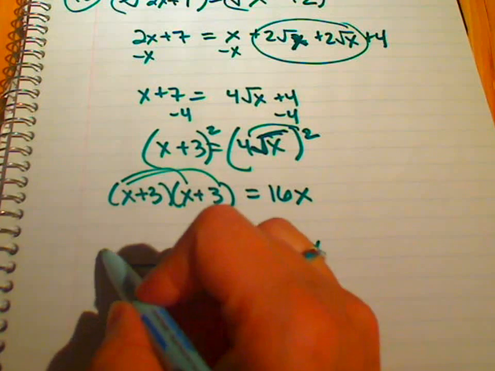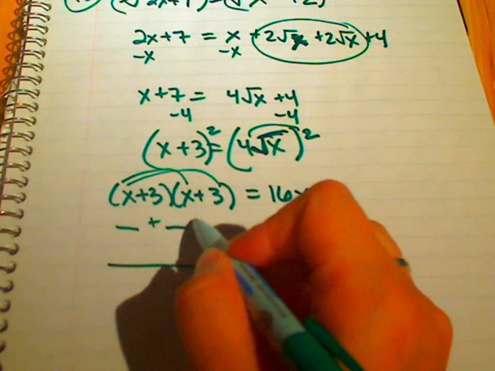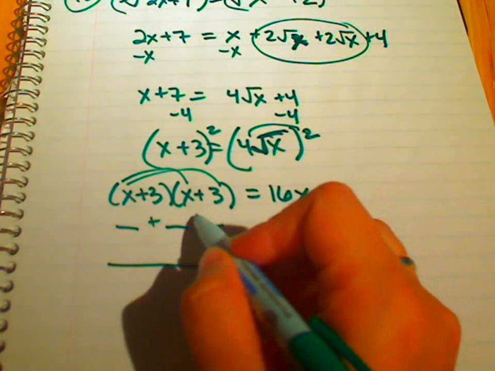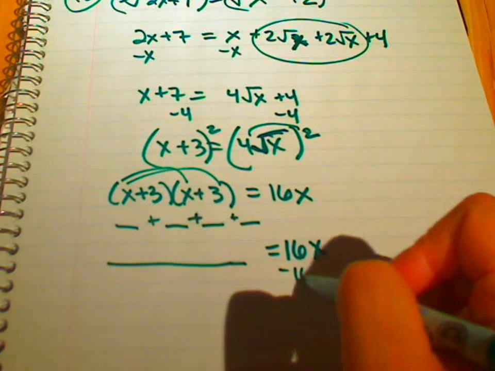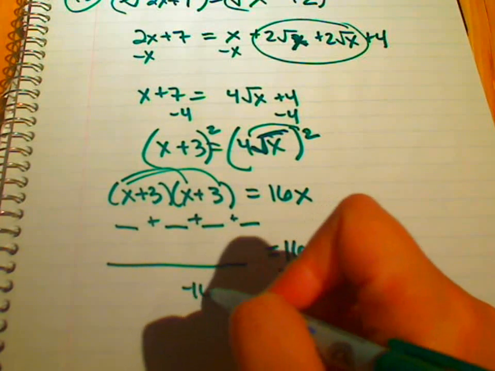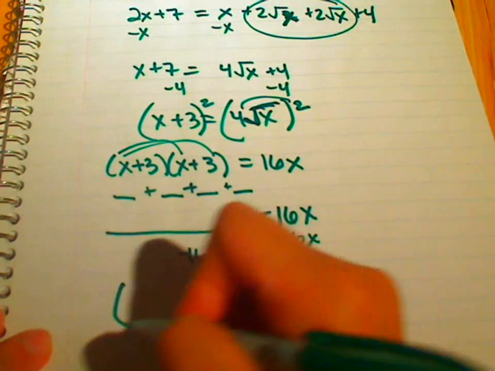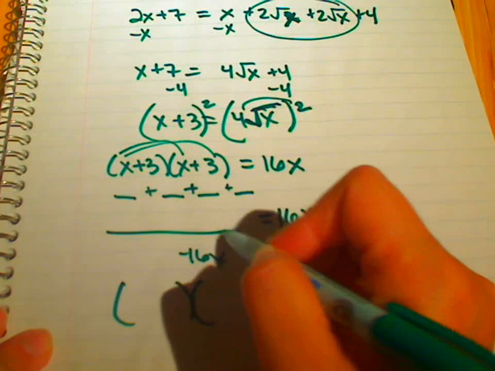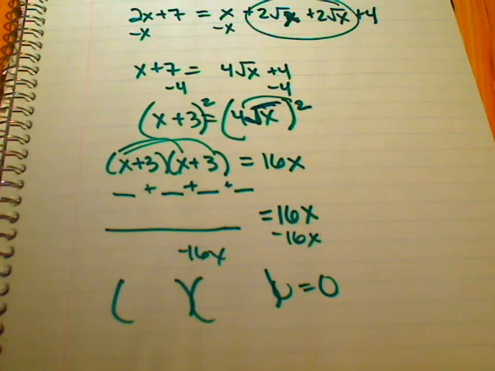The first term should give you something, plus first and last, inners, and then outers. Then move 16 over, set it equal to 0. Then you're going to find some factors that multiply to the C term but add up to the B term.